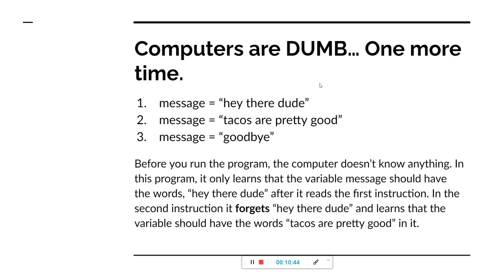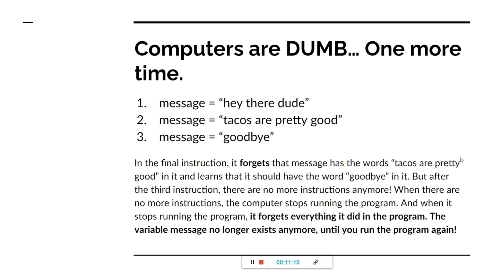So again, computers are dumb. One more time. Before you run the program, the computer doesn't actually know anything. In this program, it only learns that the variable message should have the words, hey there dude, after it reads the first instruction. In the second instruction, it forgets hey there dude and learns that the variable should have the words, tacos are pretty good in it.